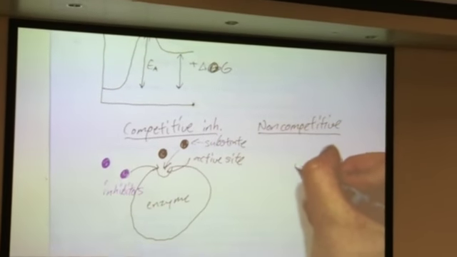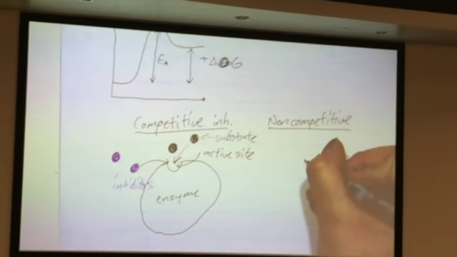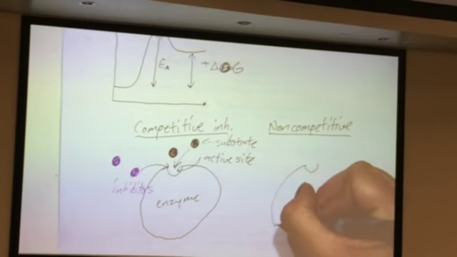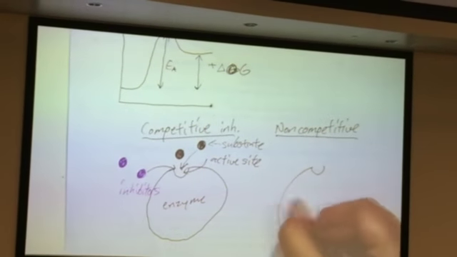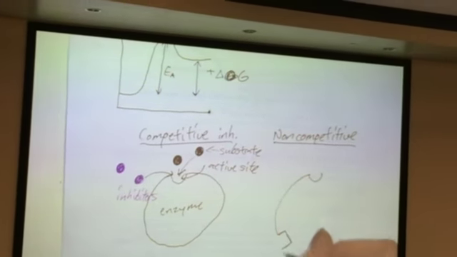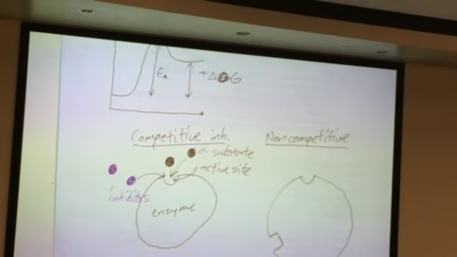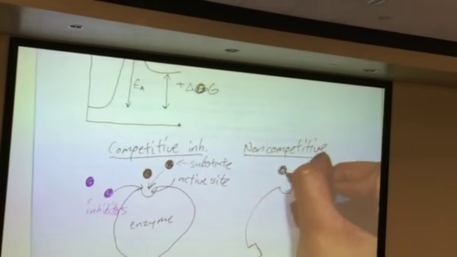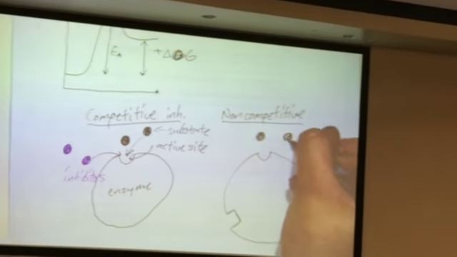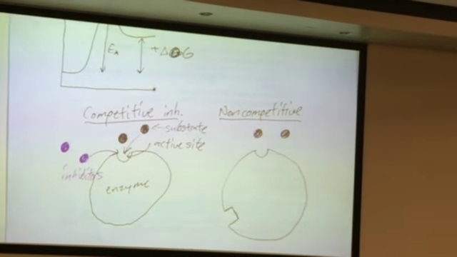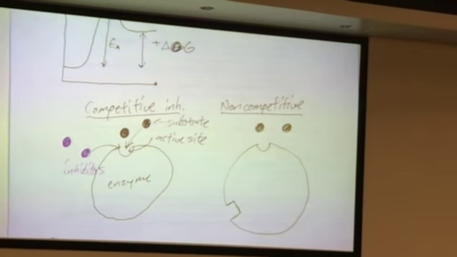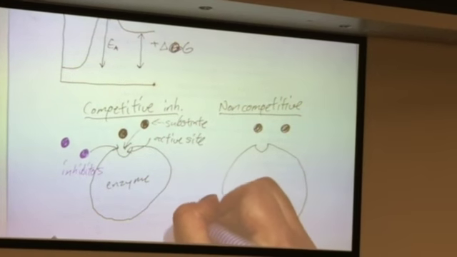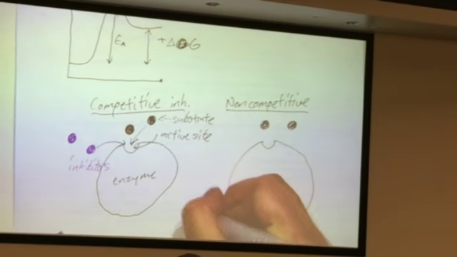Okay, so this one, let's say we still have our active site, right? And then let's say we have this other site. Okay? This is our enzyme again. We still have our substrate. But now, our inhibitors are going to be squares for our condition.